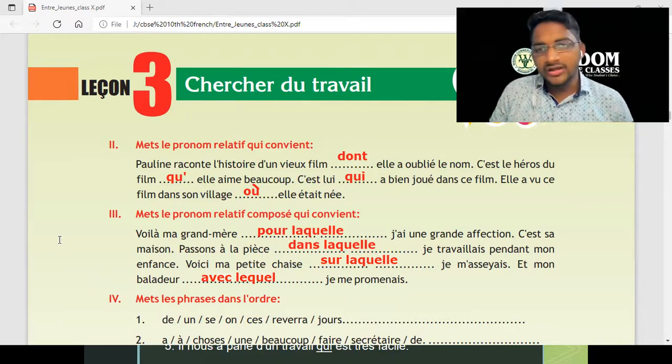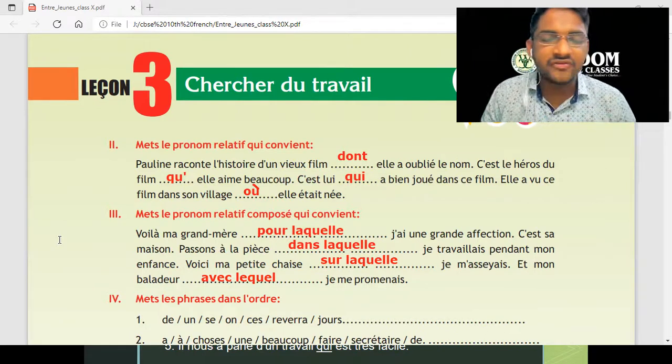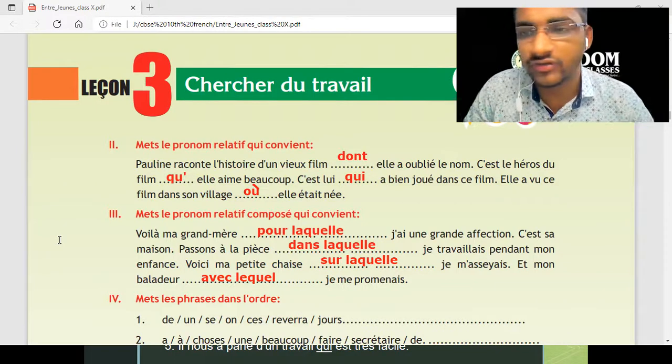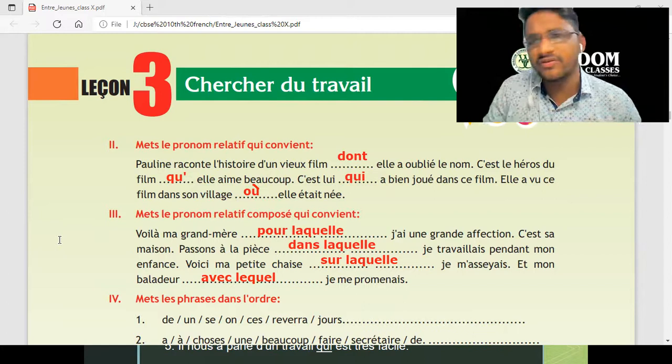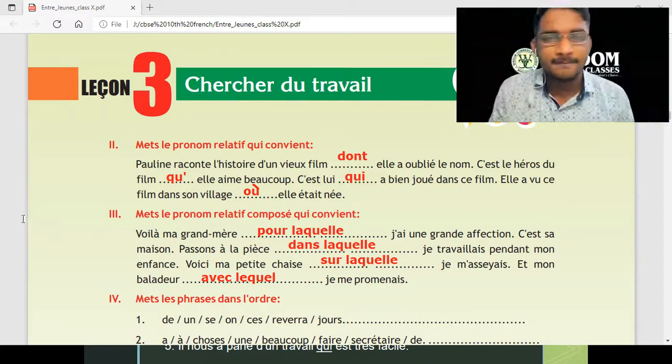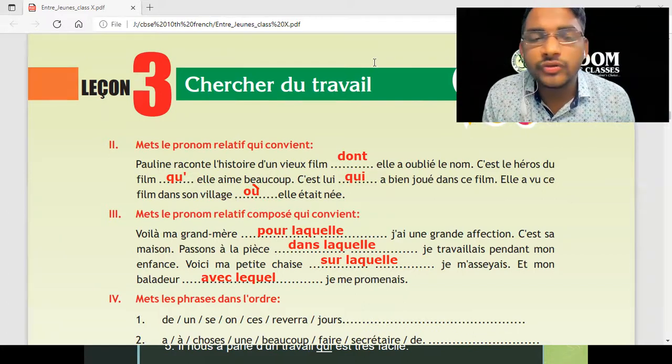Nice. So important students, how will we identify prepositions? With the help of the English translation. And how will we decide? With the help of the noun, we will decide whether it's masculine singular, feminine singular, masculine plural, or feminine plural. Wow. Let's move ahead, students.